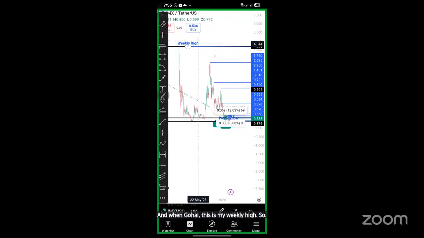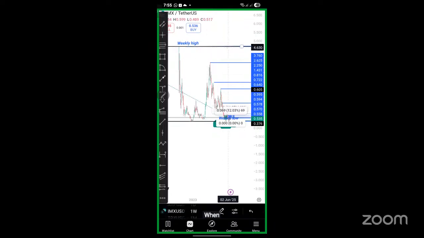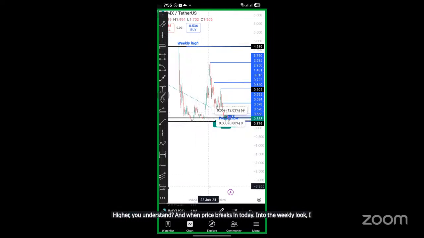So the weekly high and the weekly low will not expire. I will leave them in the chart. When price breaks above my weekly high, it means the coin is pumping higher. You understand? And when price breaks into the weekly low, I will see that price is going down.